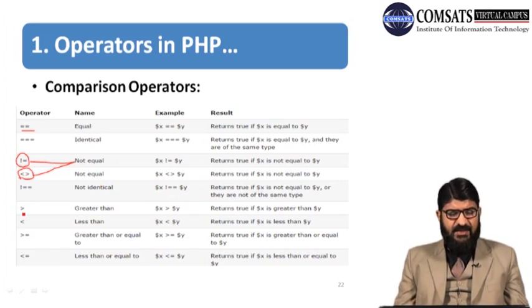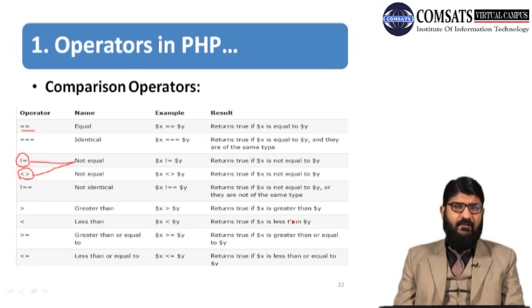Then the greater than symbol, $x greater than $y. It means the value of x should be greater than the value of y. So it will return true if the value of x is greater than the value of y. Then less than, $x less than $y. It means it will return true if the value of x is less than the value of y.